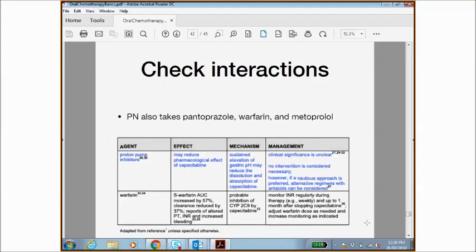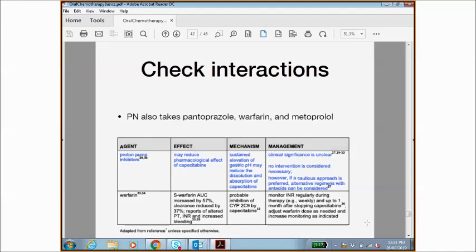So she's also on pantoprazole, warfarin, and metoprolol. So is this a problem? Well, we talked about the proton pump inhibitors, and in this case with this medication, it may reduce the pharmacological effect. So do we care about that? Well, in this case, PCCA says the clinical significance is unclear. So it may not need an intervention, but if you want to be cautious, you could see if she needs that PPI, or maybe she could use something else and adjust the timing.